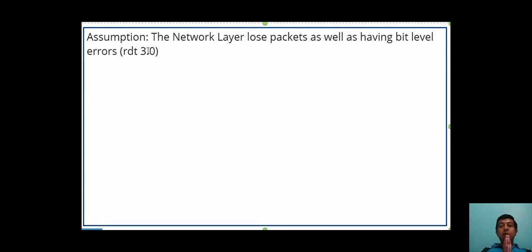Now remember the original task. What was the original task? The original task was how reliability can be maintained while working over an unreliable medium. Because the network layer is unreliable, what is the unreliability here? The unreliability is the fact that it can lose packets. The unreliability is also in the fact that errors can happen during transmission. So the network layer is unreliable.